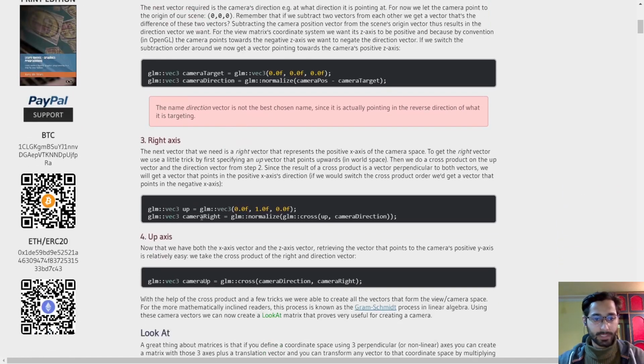Check, this is fair. And then we're going to need the right axis. The next vector that we need is a right vector that represents the positive x-axis of the camera space.